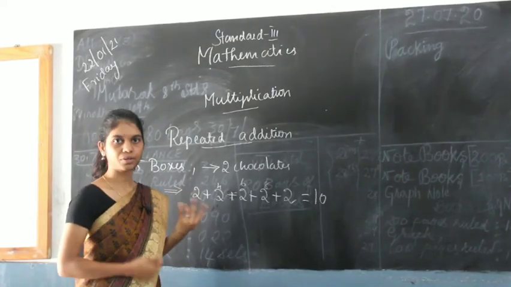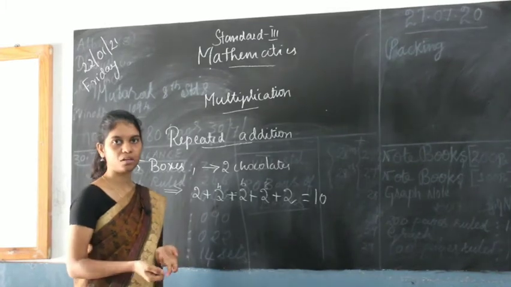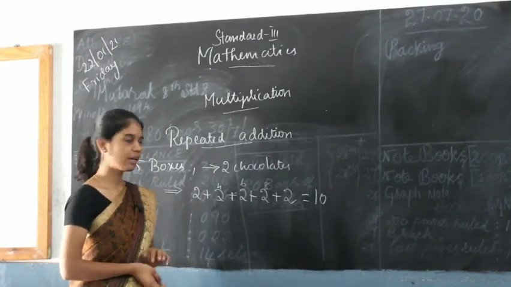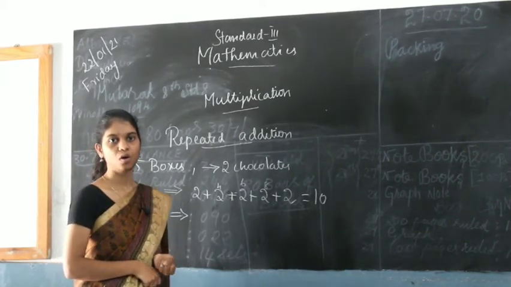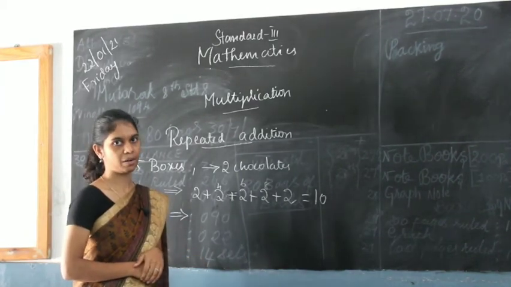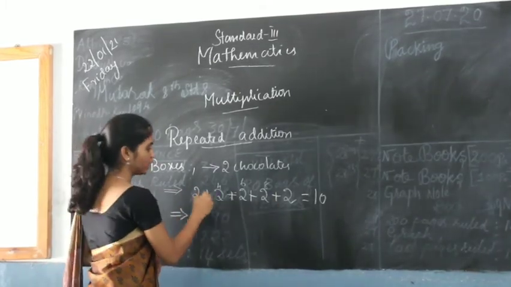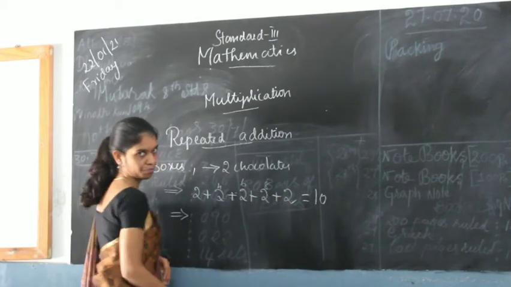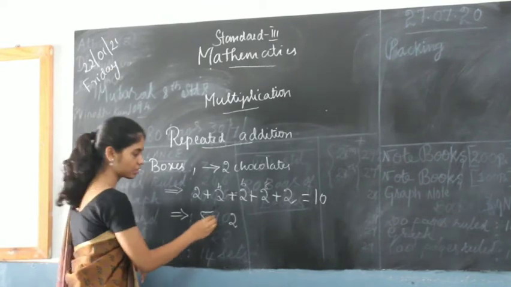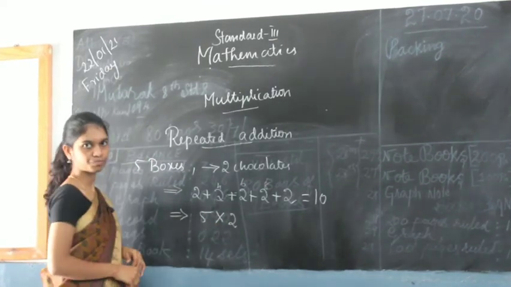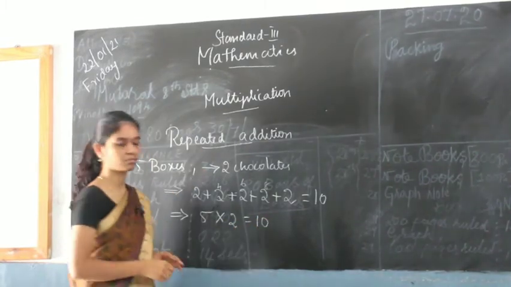If you see this, it is lengthy, right? You took some time to calculate this. So there is multiplication, which makes it easier and faster to calculate these numbers. For example, here you have how many 2's? 1, 2, 3, 4 and 5. There are 5 2's, and multiplication is denoted by a cross. So 5 into 2 will give you 10.